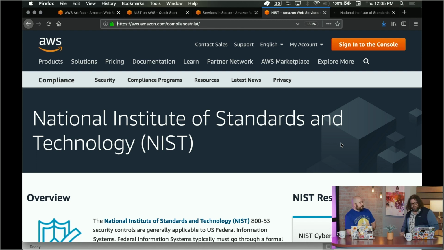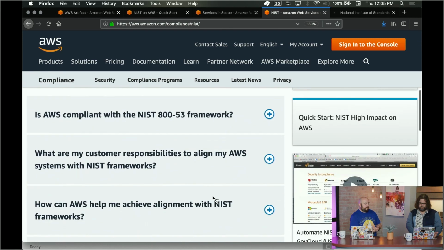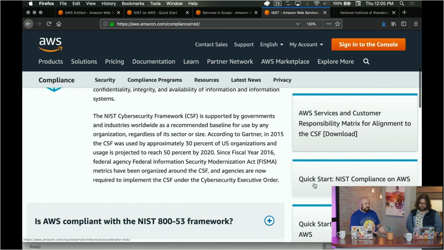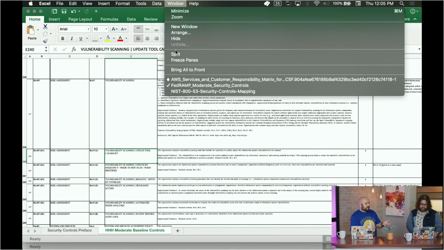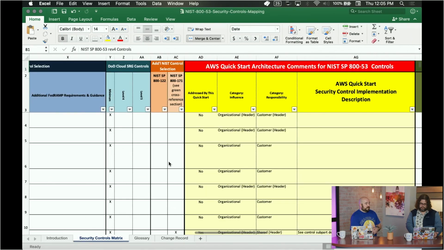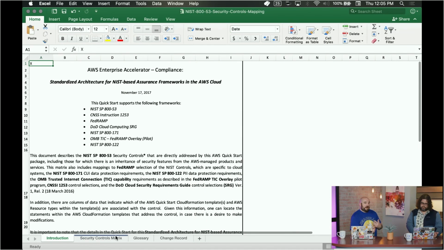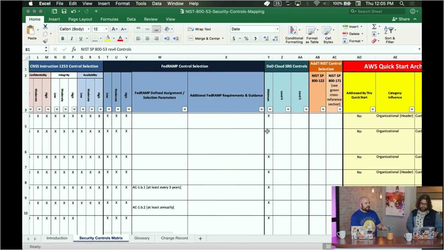Absolutely. One of the things that we're going to start showing you is that AWS has done a mapping of NIST controls to an AWS Quick Start and services. Within this NIST Quick Start, we also have those NIST controls mapped in an Excel sheet, and you can drill into the NIST compliance piece, and it'll show you how AWS services map to those specific controls.